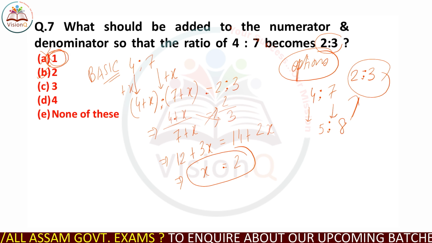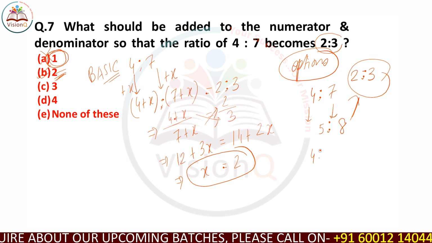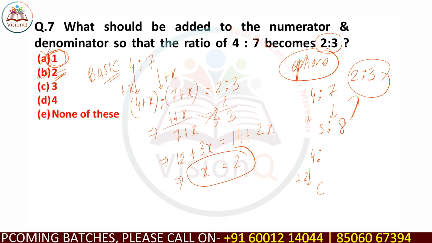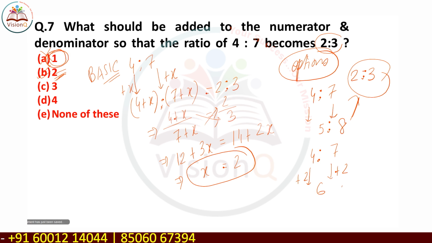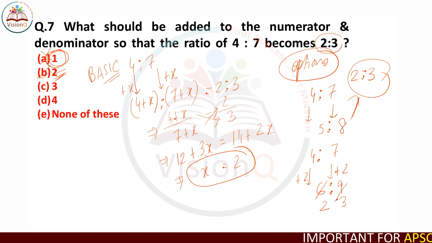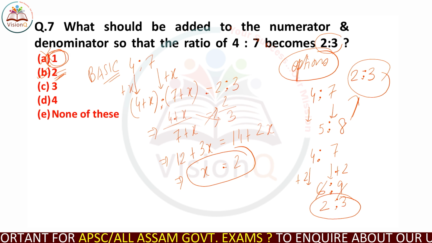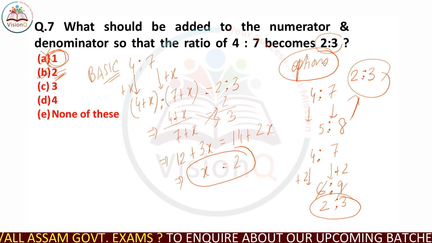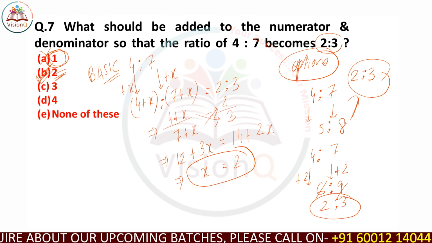So the first option is not the right option. Next I have to check the next option, which is 2. If I add 2 to 4, it becomes 6. And if I add 2 to 7, it becomes 9. Now 6 is to 9. 3 is common here. 3 2s are 6, 3 3s are 9. So this ratio becomes 2:3. In what condition? If I add 2 to both the numbers 4 and 7. So the number to be added is 2, which is option number B.